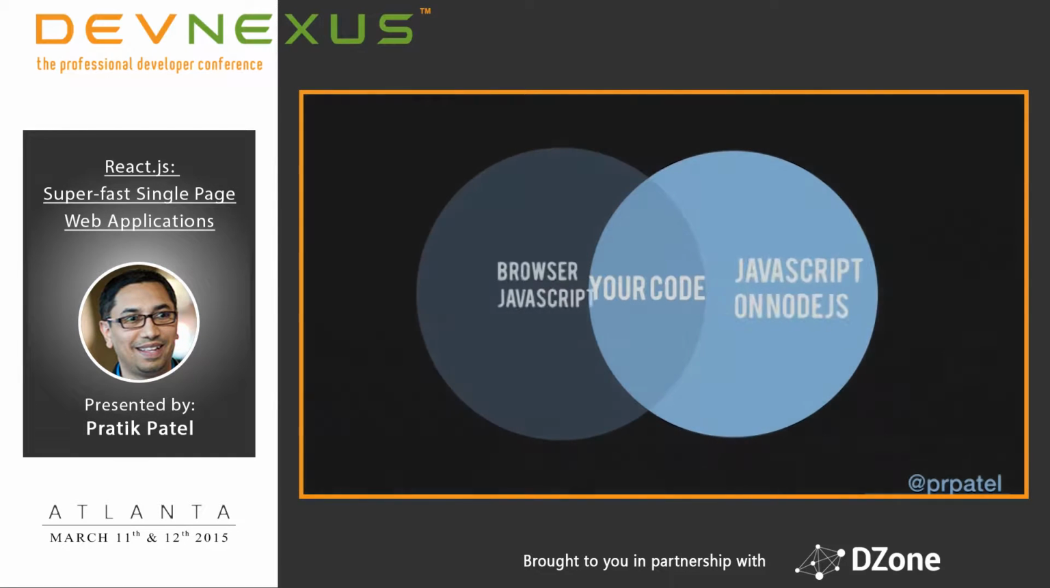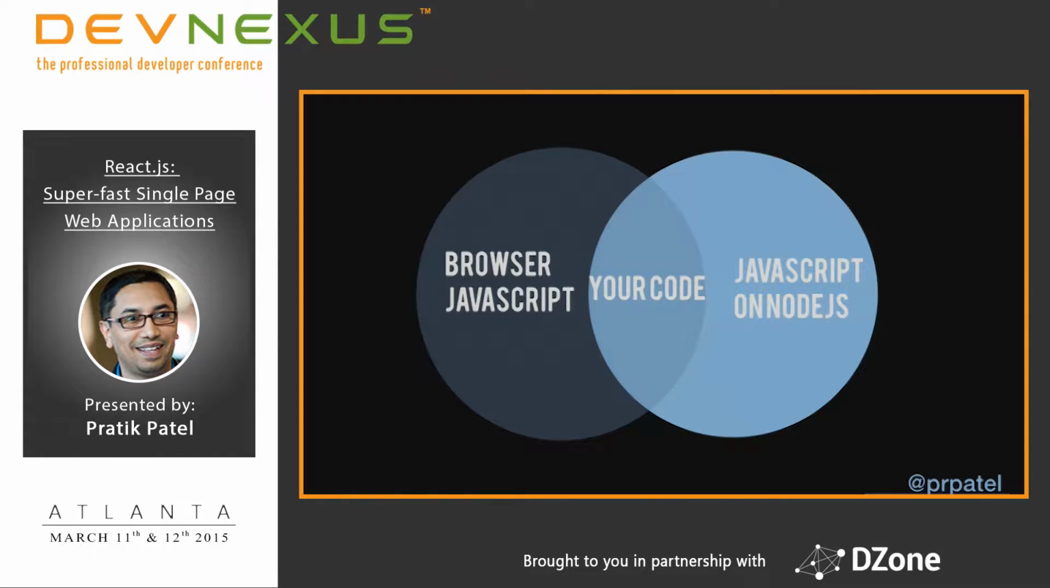When we talk about isomorphic and exactly where your code lives, it's in this fuzzy area in the middle. So you have JavaScript on the browser, you can have JavaScript on the server running in something like Node.js. And when we consider the isomorphic nature of React, your code can be somewhere in the middle. It could be either on the left or the right side, server or browser.